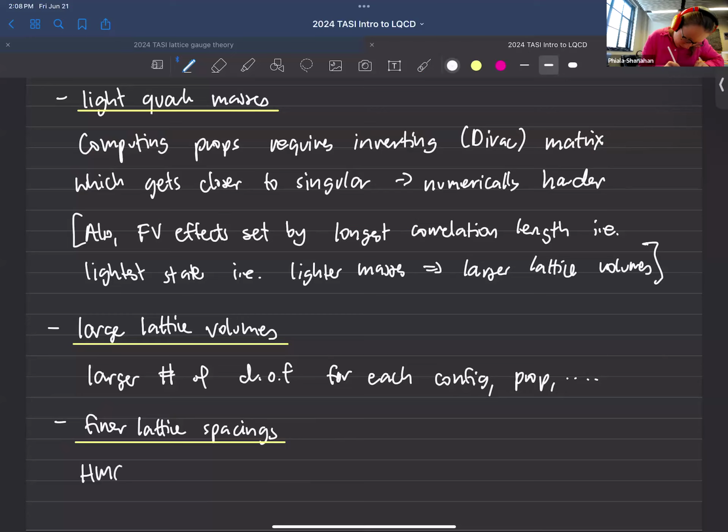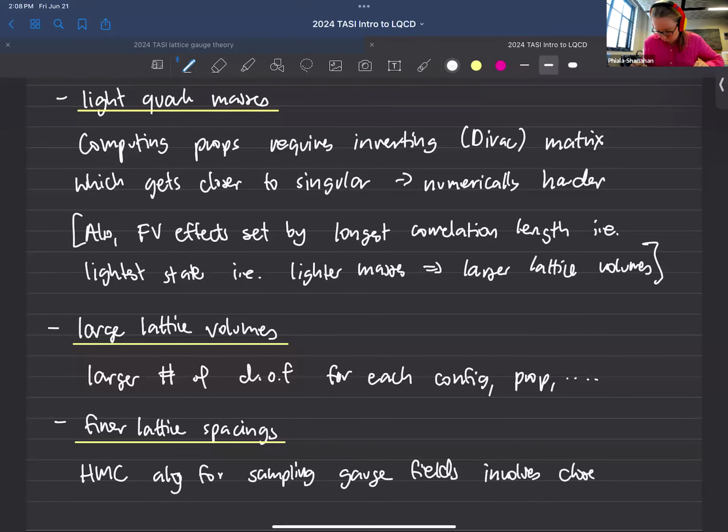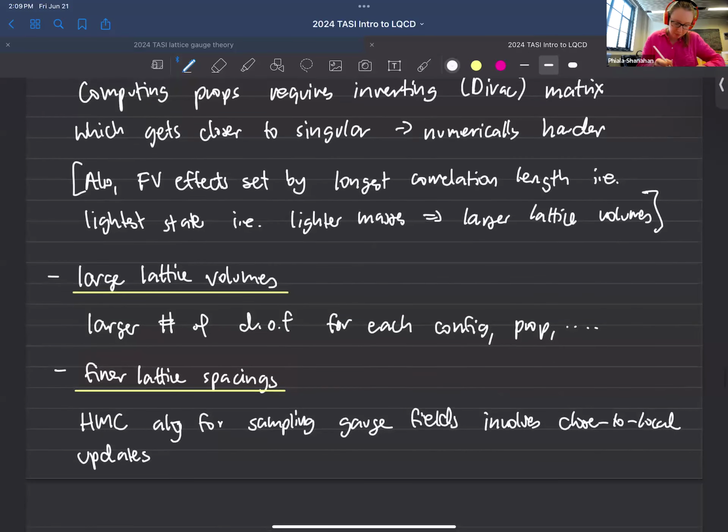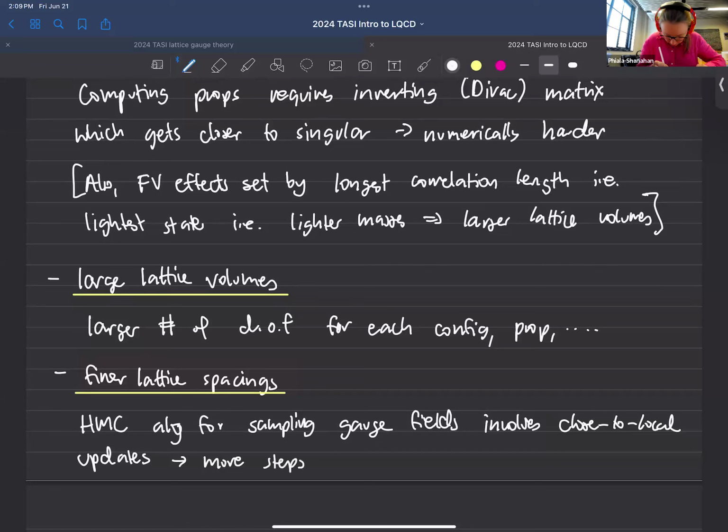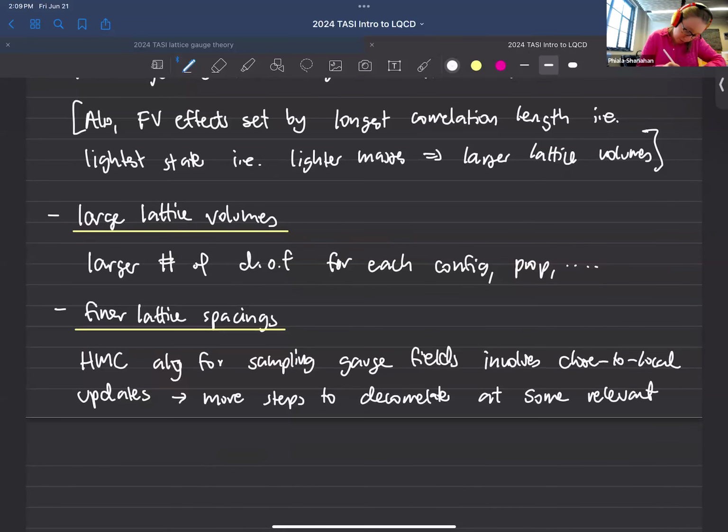So the explanation here was that the hybrid Monte Carlo sampling algorithm, which is used for generating the gauge fields, involves close to local updates. So you need more steps to decorrelate at some physically relevant length scale as the lattice spacing goes to small. So this is critical slowing down.